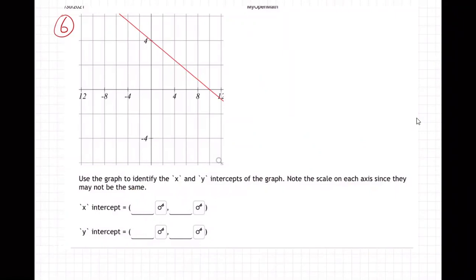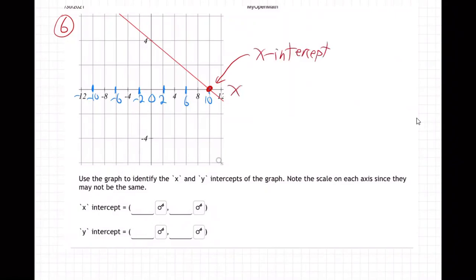This would be 2, 4, 6, 8, 10, 12, and this is 0 here. This is -2, -4, -6, -8, -10, -12 on that scale. Okay, and so this right here is an x-intercept. How so? Well, because it hits the x-axis.